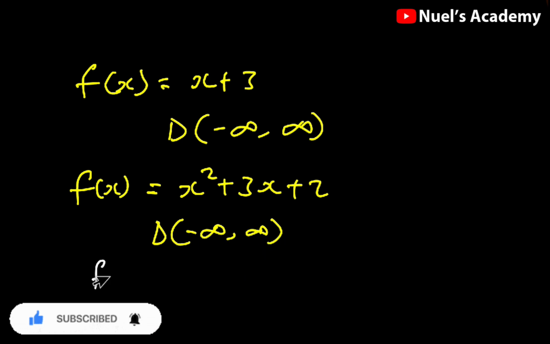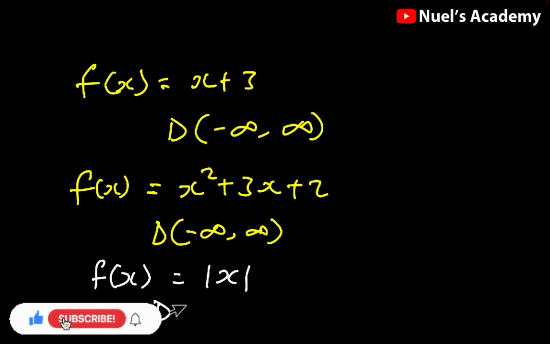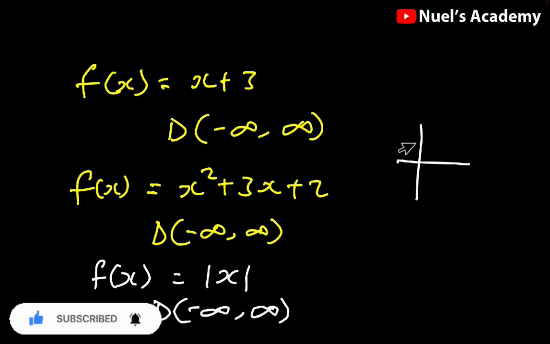The next one is absolute value functions, which are of the form like this. So the domain is still negative infinity to infinity. That is all real numbers. So the graph looks like this. It opens upwards or can open downwards. But the domain of this function is all real numbers. That's negative infinity to positive infinity.